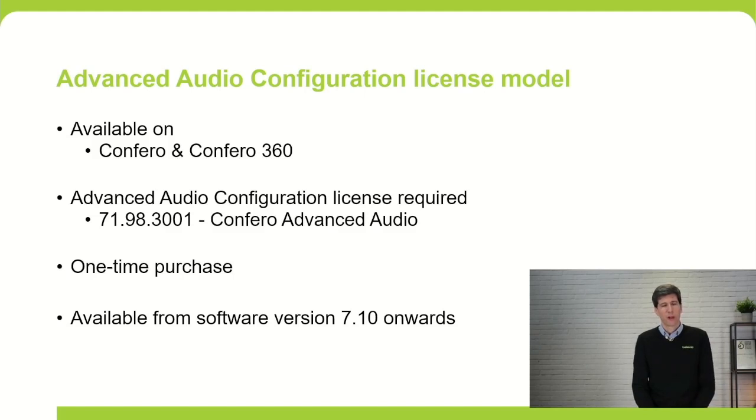So it's a separate license. It's a one-time purchase, and the article number can be found here, 71983001. So when you download the 7.10 CRP version on your central unit and you buy the license for Confero Advanced Audio, you will have it automatically without installing anything else. As I said, it's available from 7.10 onwards. On previous Confero versions, it will not be possible, so you need to install 7.10.